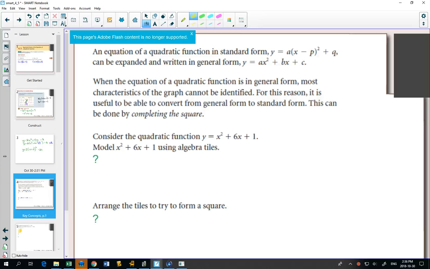So turn to page 292. At the top of the page, an equation can be in standard form, or can be expanded and written in general form. But the general form doesn't help us graph it. The standard form helps us graph it, right? When the equation of a quadratic function is in general form, most of the graph cannot be identified, which makes it not very helpful. It is useful to convert to standard form. This can be done by completing the square.